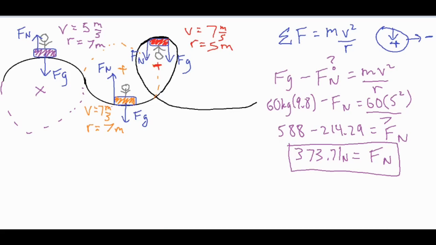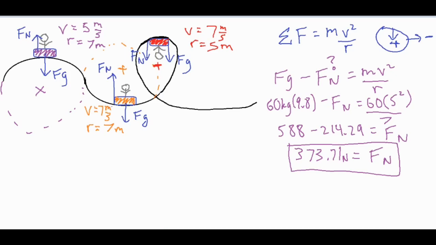So this person's apparent weight is less than their actual weight. Their actual weight that they normally feel is 588 newtons, and because they're going towards the top of a hill, they have some inertia heading upwards, so that releases some of the force that they push down into the seat. Therefore, their normal force is less, and they feel a little bit lighter.